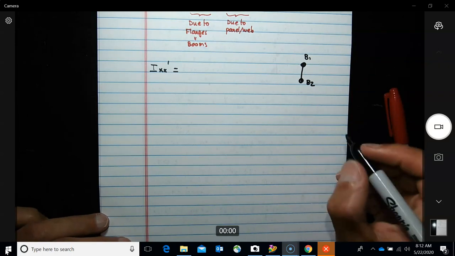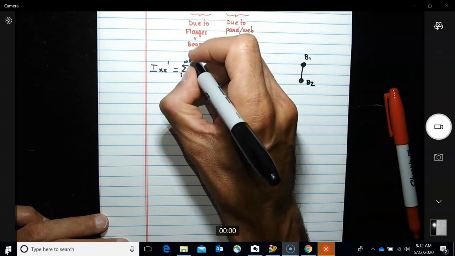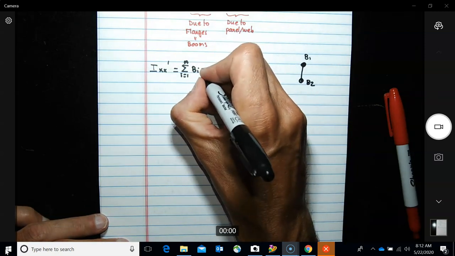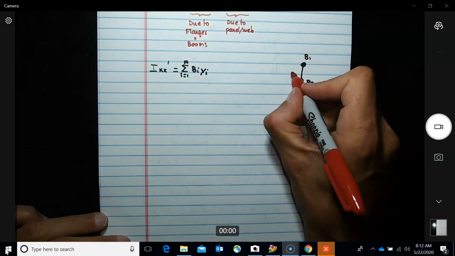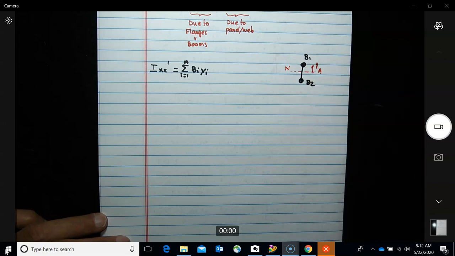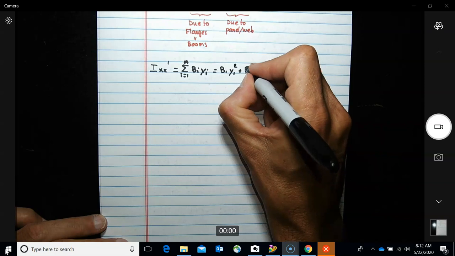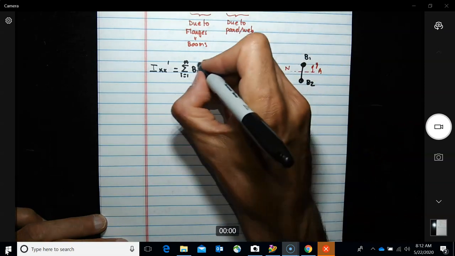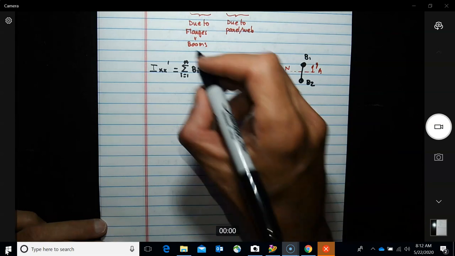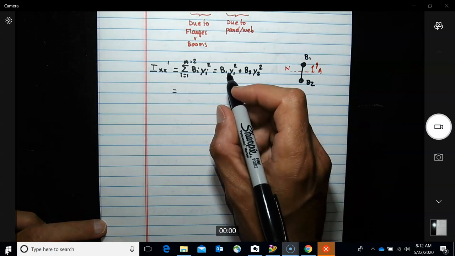and B2. Okay? So a general equation for this one will be summation i from 1 to, in this case, 2 to n, of b sub i y sub i squared. And y sub i again is the distance from the neutral axis. Alright? So this will be equal to B1 y1 squared plus B2 y2 squared. Okay, I forgot to put the square over here. Okay, in this case, n equal to 2. All right, so this will give us what?